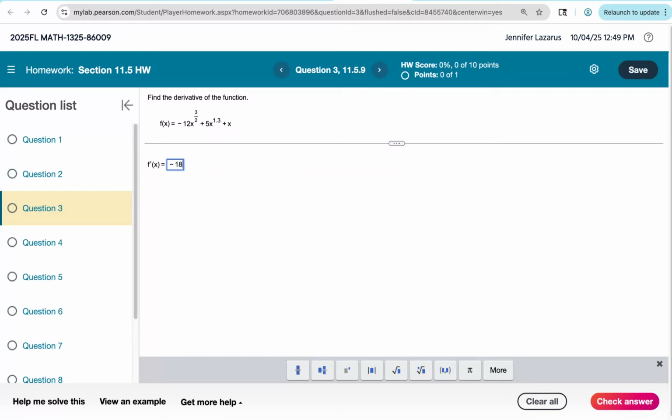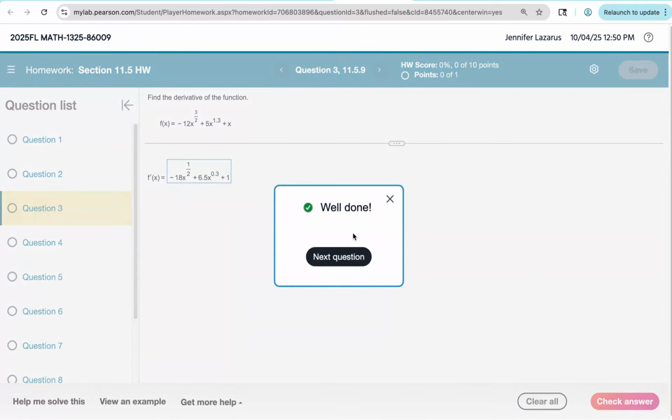So negative 18 x to the 1/2 plus 6.5 x to the 0.3 plus 1.